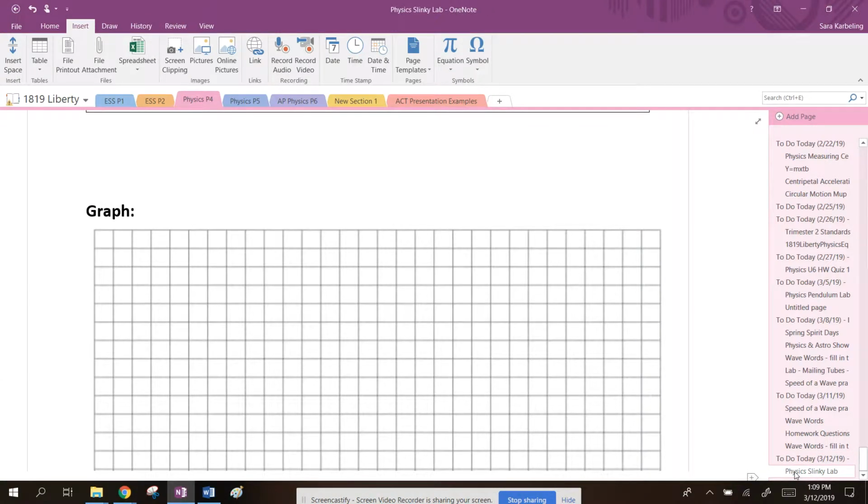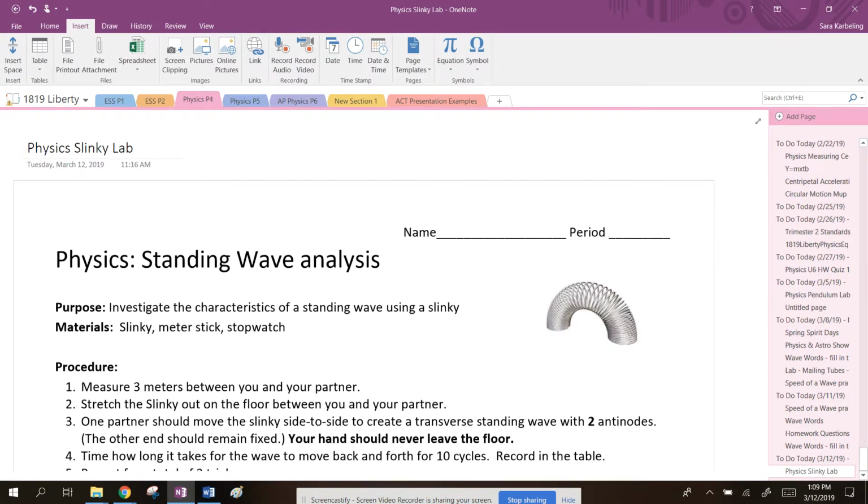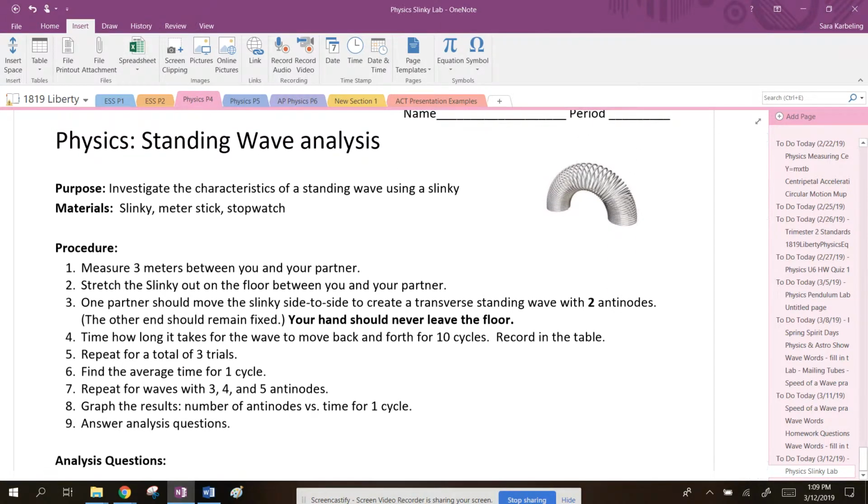Lab. We're going to start it today and we'll get as far as we can today. And then if we need to finish it up tomorrow, we can. So we're going to do a lab about standing waves.